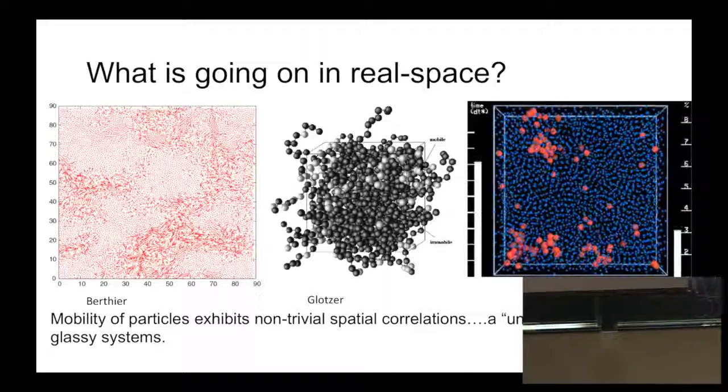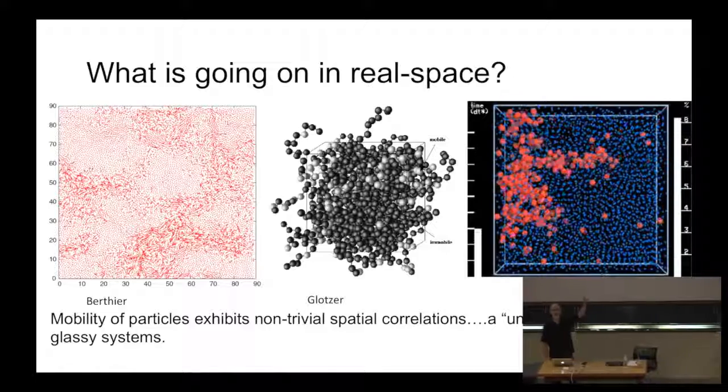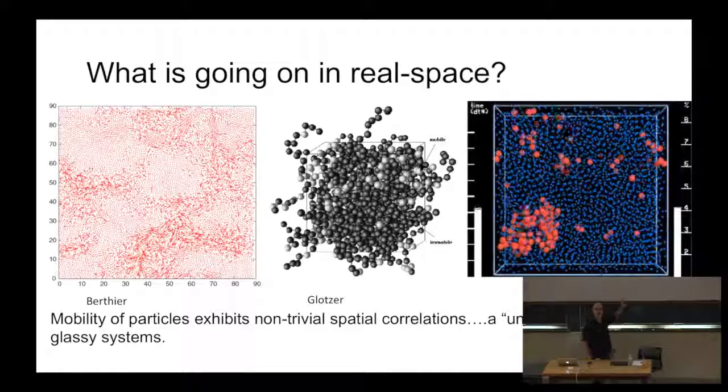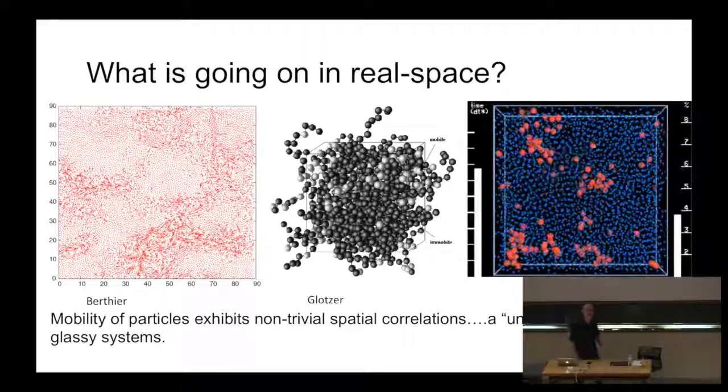Basically, this occurs in regions of space that are correlated. So there's spatial correlation to this phenomenon, which we'll call dynamic heterogeneity. At any given time, this is maybe only 5% of the system.